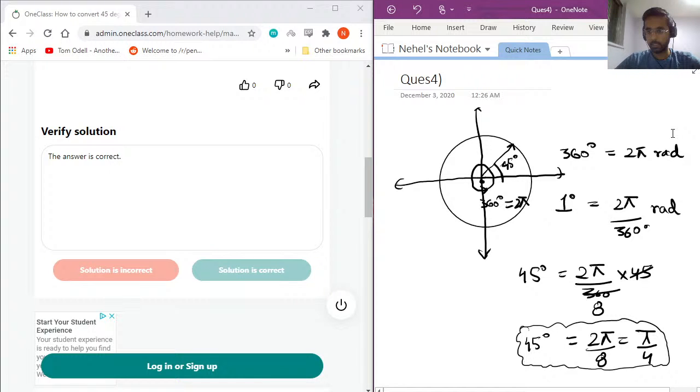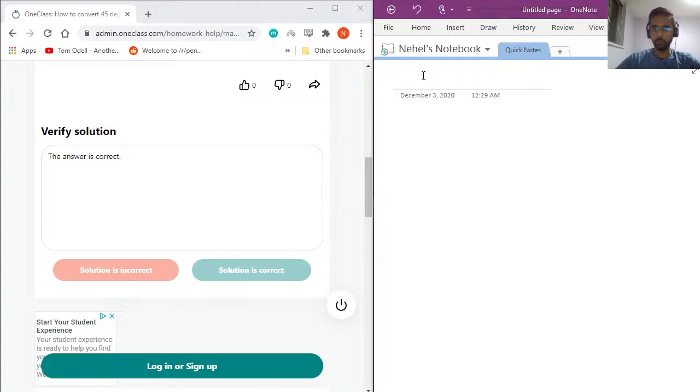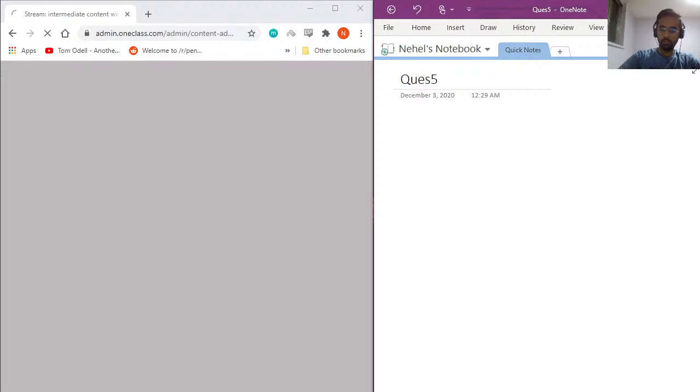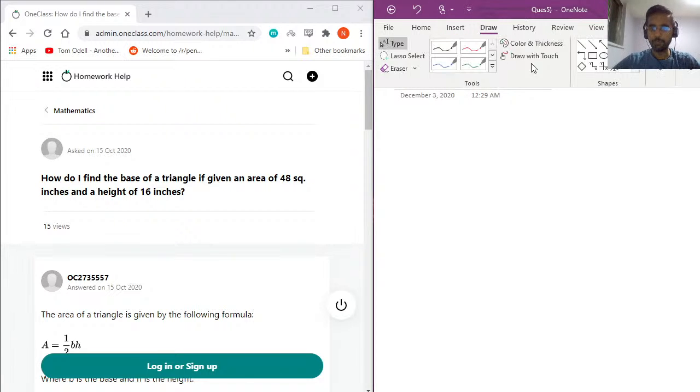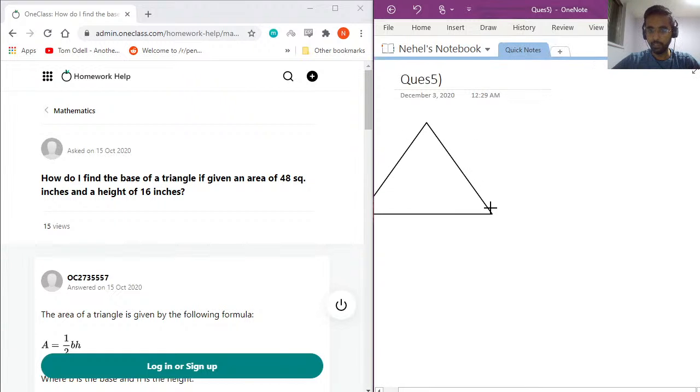Okay, let's get into our question number 5 for today. How do I find the base of a triangle if given an area of 48 square inches and a height of 16 inches? Alright, this is again another geometry based question. In this question, we're given the area and the height, and we need to find the base of a triangle. So the key concept which we need to know for this question is the formula for the area of a triangle.